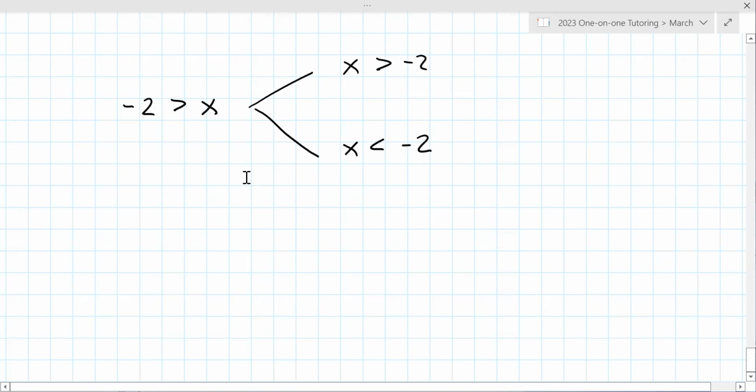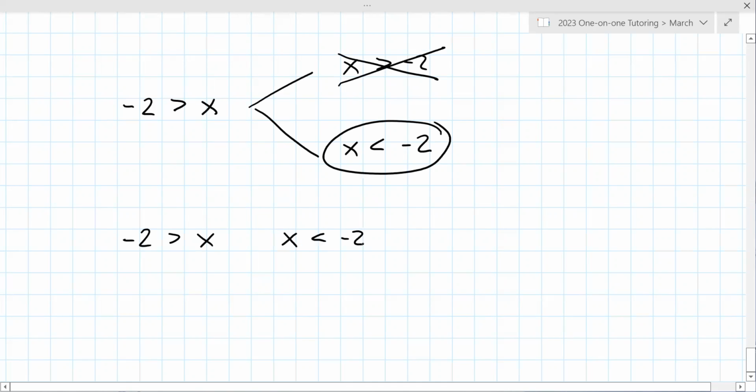Which one's correct? If the number's on the left and the variable's on the right. Let me circle the one that's correct. This one on the bottom is correct. I want you to stare at these two and see if you can come up with a way to tell me why it's correct. Because the 2 is on the right and the x is on the right instead.